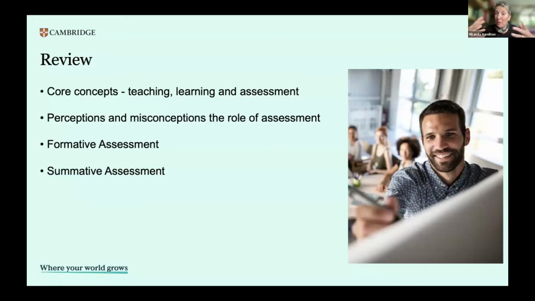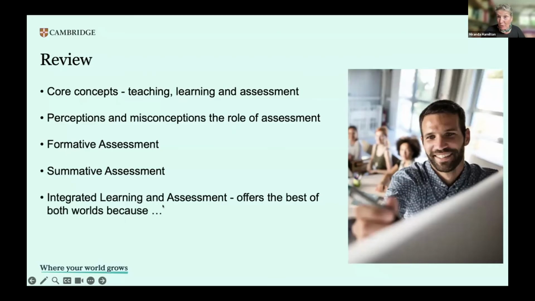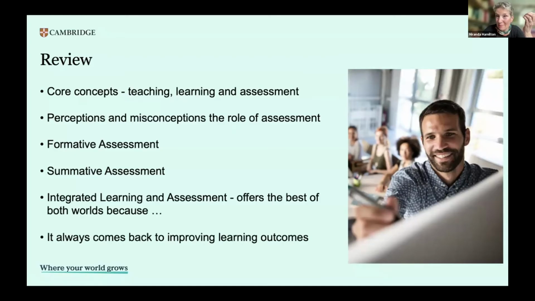We talked about collaboration. And we talked about summative assessment, which initially we saw as being somewhat separate to the assessment process, that it was something that was done to our learners. But in fact, we can bring it all together. We can integrate learning and assessment, bring together formative and summative, offering the best of both worlds. Because, as I always say, it comes back to improving learning outcomes. So that is my session.